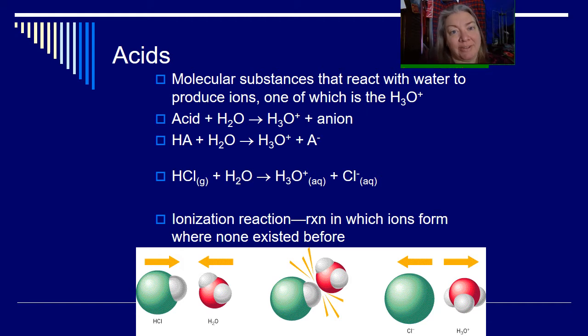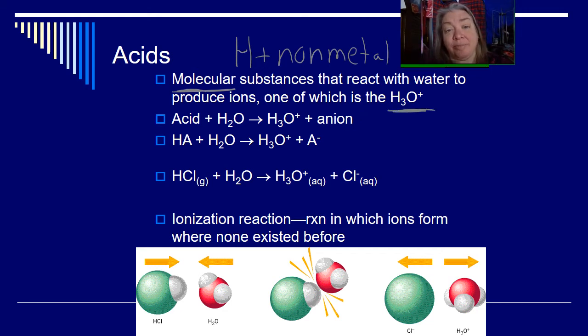So if you want to identify an acid just by looking at it, acids are molecular substances. So molecular means it's two nonmetals. In particular, an acid, based on the definition we've talked about so far, will have hydrogen, and then it'll have some other nonmetal. So maybe hydrogen and chloride, hydrogen and sulfur, hydrogen, sulfur, and oxygen, something like that. It's going to react with water to form hydronium.